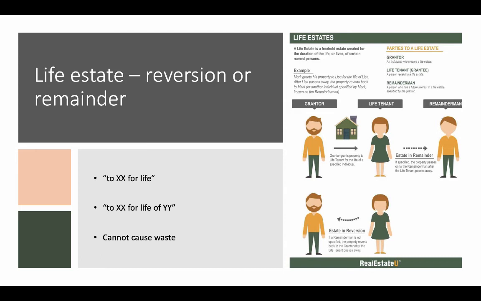Now, a life estate can also be made conditional in the same way that fee simple can. So Fred could give that acre of land to Barney for life, so long as the land is used to grow corn. In this situation, he's going to have a determinable life estate. And as long as he continues to grow corn, he gets to keep the property until he dies. And once he dies, the land goes back to Fred.